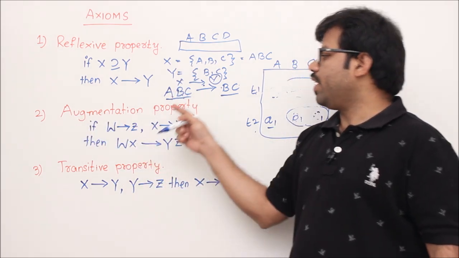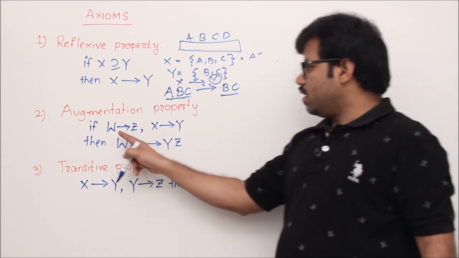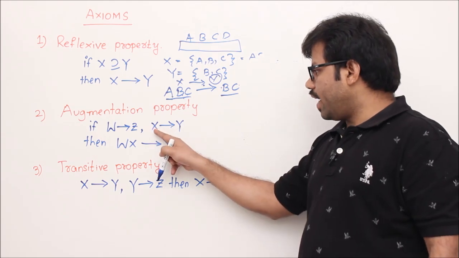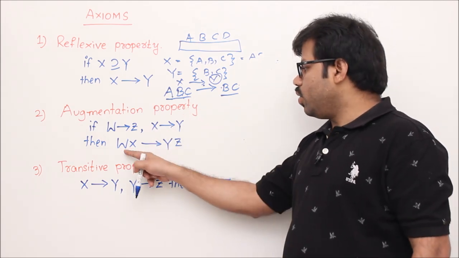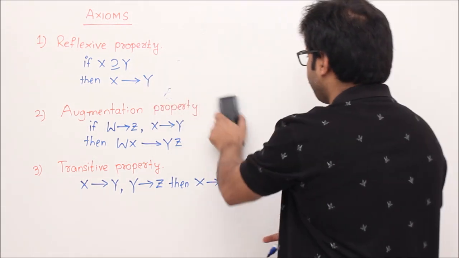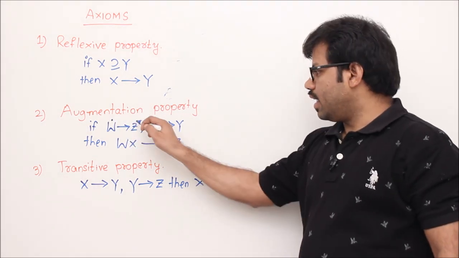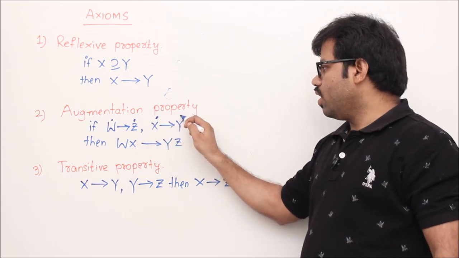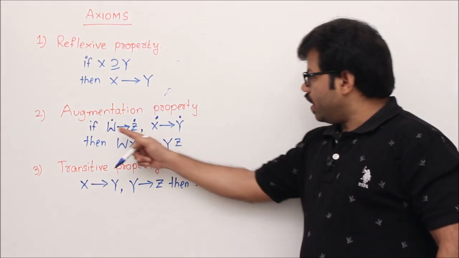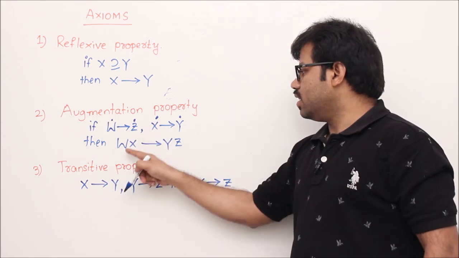Okay, now see the augmentation property. What is the augmentation property? Let's say there is some set of attributes w that determines z, and a set of attributes x that determines y. Then wx determines yz. Whether it is correct or not, we will see. For that, for simplicity, let me take w, z, x, y each as a single attribute. Later we can extend it to sets of attributes. So if w determines z and x determines y, automatically wx determines yz.